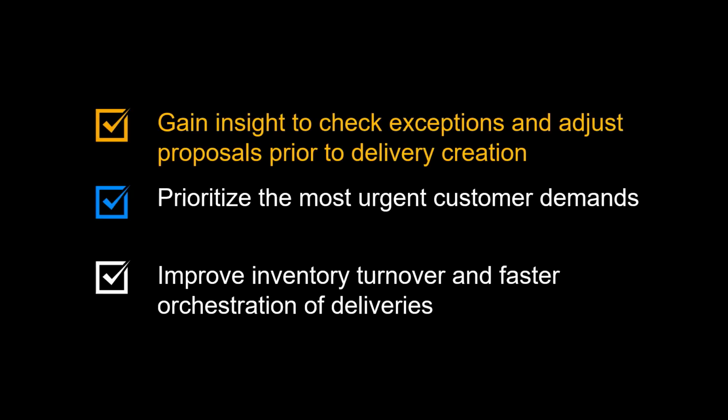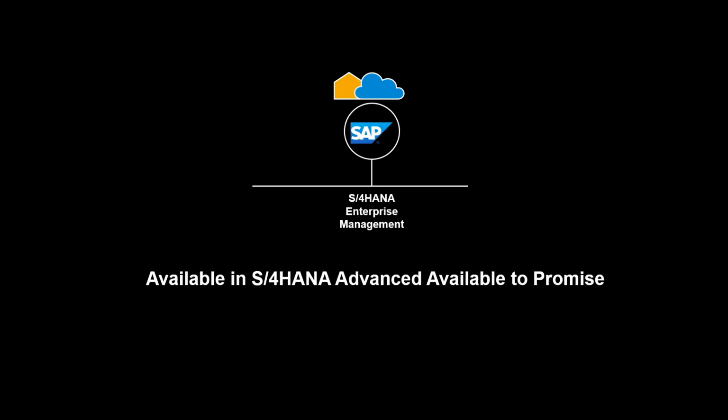Let us complete this video by repeating the benefits of using release for delivery. The app shows exceptions and allows adjustment of proposals prior to delivery creation, being able to prioritize the most urgent customer demands, while improving inventory turnover and faster orchestration of deliveries. The functionality shown in this video regarding release for delivery is available in S/4HANA Advanced Available to Promise, both cloud and on-premise versions.